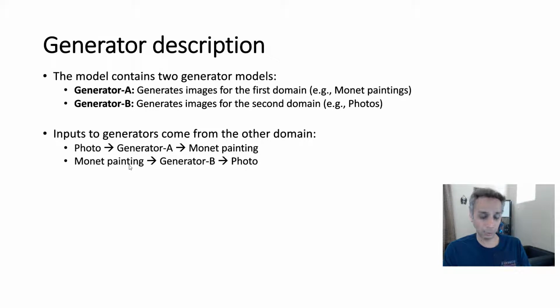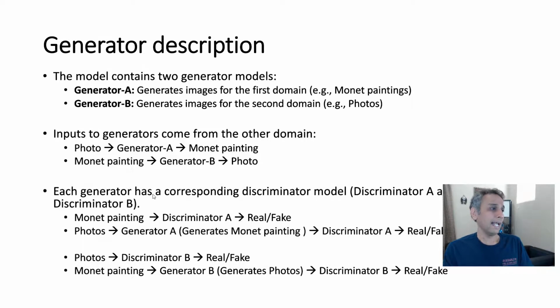So it's the other way around, right? And each generator has a corresponding discriminator, because we have 2 generators, generator A generating Monet, generator B generating photos. We need 2 discriminators to discriminate these 2. So you can think of this as, okay, you supply a Monet painting to your discriminator. It is going to be trained to classify this as real or fake.